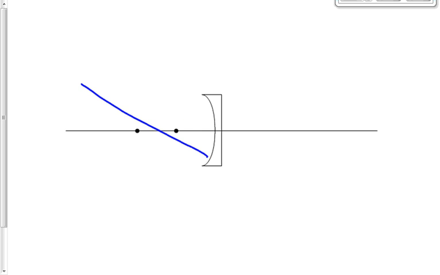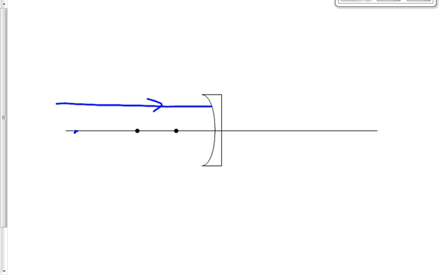Does this one go back to the focal point? No, that's going to go up there somewhere. I don't know where that one's going to go, right? We've got another one right here. Where's that going to go? Up there somewhere. There's a lot of them that don't converge at the focal point, but some of them do. The ones that do converge at the focal point are the ones that are parallel to this imaginary line right here that we call the principal axis.